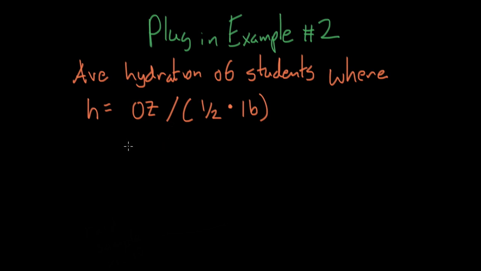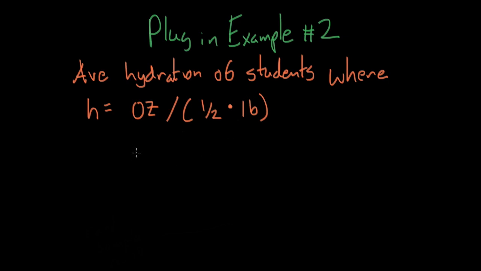So we've seen the plug-in principle at work. I want to go ahead and ground our knowledge with an example. So let's say we're interested in the average hydration of students in our school, where the hydration is the ounces of water they drink during the day divided by 1/2 times how many pounds they are. So a complex formula, though we can get a lot more complex than this.